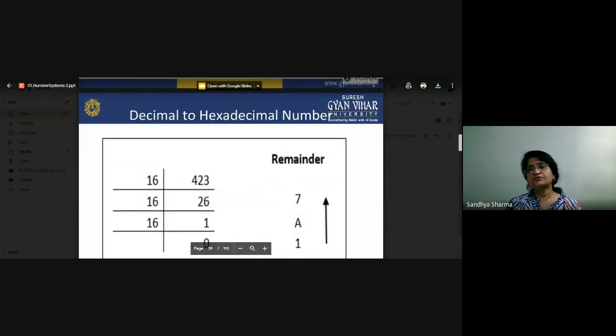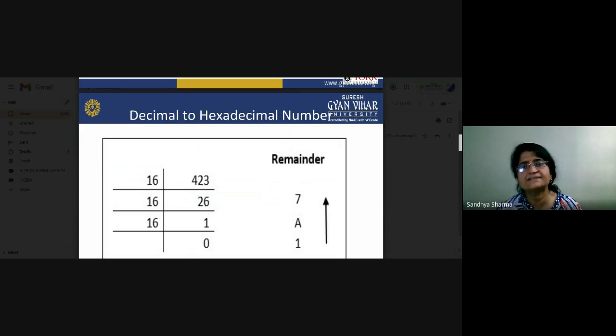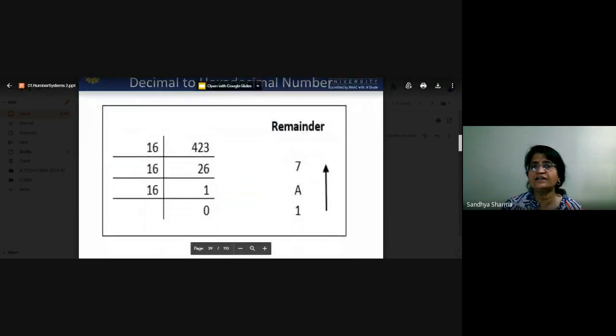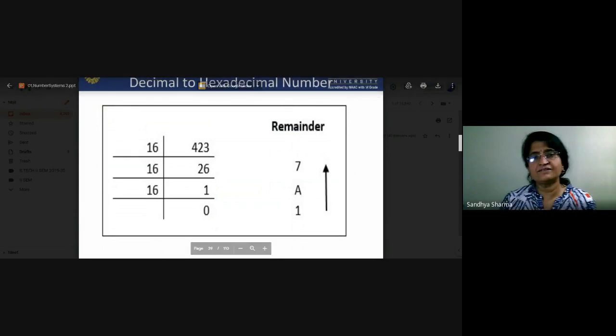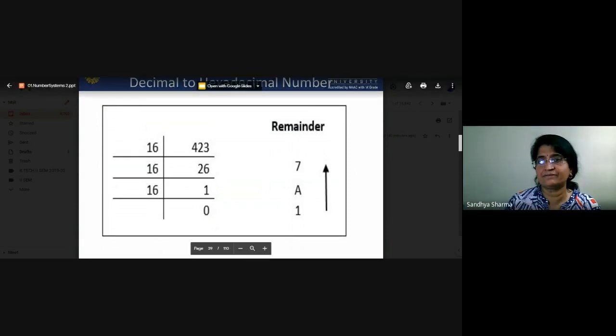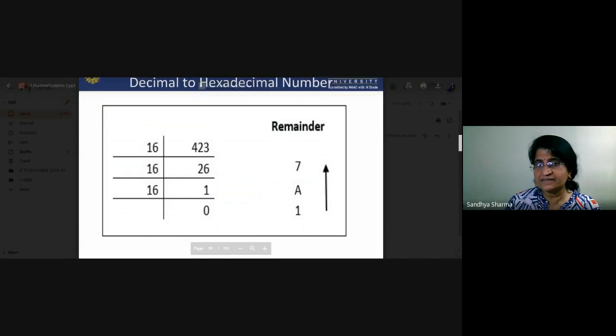Now we are moving to decimal to hexadecimal number system. The fourth is the hexadecimal number system, and in the hexadecimal number system there are 16 symbols. First of all, you are given the decimal number. You divide this decimal number by 16, and you receive the quotient 26 and the remainder 7.